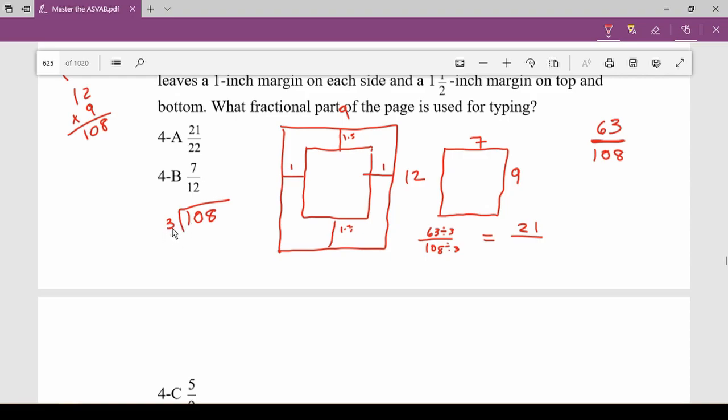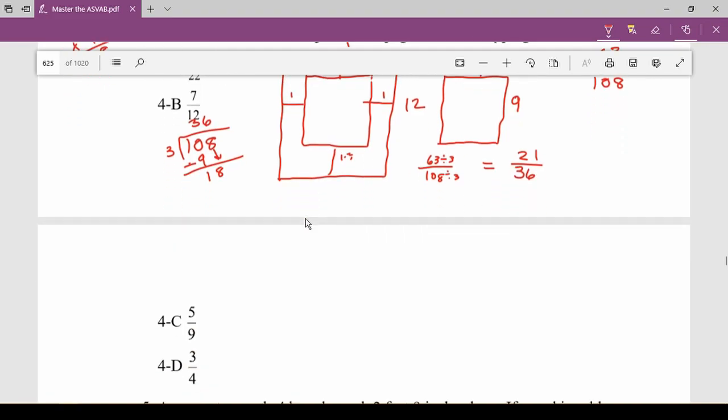3 goes into 1, it doesn't. 3 goes into 10 three times without going over. 3 times 3, of course, is 9. Subtract. 10 minus 9 is 1. Drop down this 8. 3 goes into 18 six times. So this becomes 21 over 36. Is that an answer choice?